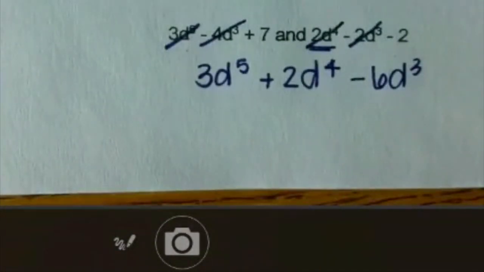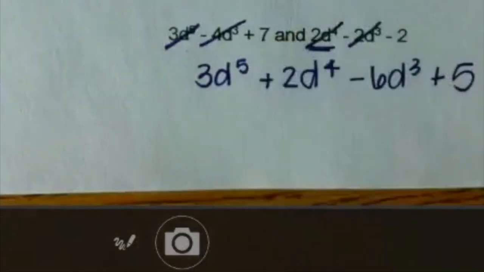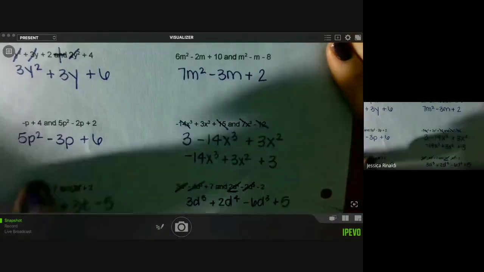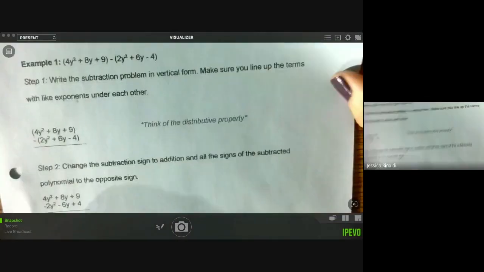Combine the 7 and the negative 2. You're right. 7 minus 2 is plus 5. Good job. Before we move into subtraction, which is the same thing, there's just one extra step that you have to be careful of with subtraction. I'm going to go through an example with you, and then there's 6 problems.